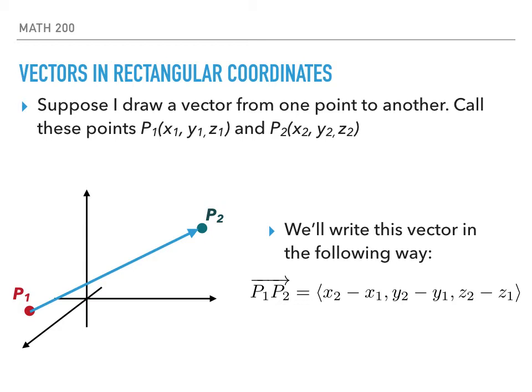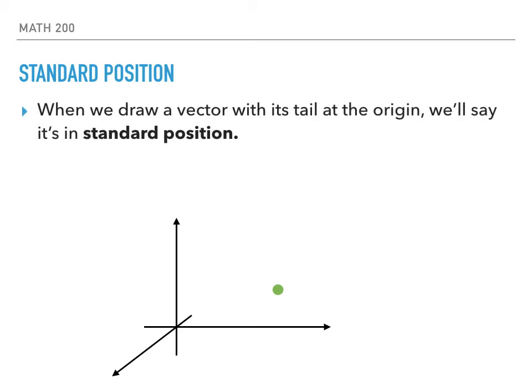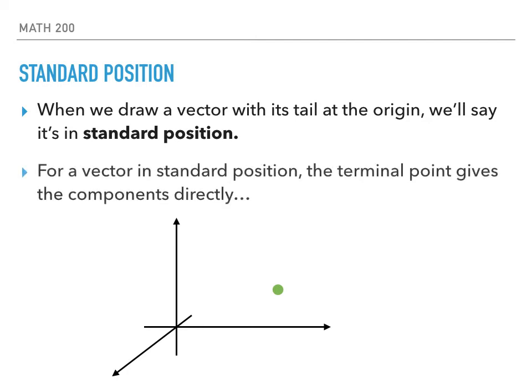Notice that I've used these angle brackets instead of parentheses. That's because I have to distinguish between points and vectors. Okay, so please make sure that you use angle brackets when you're talking about vectors, parentheses when you're talking about points. Standard position is when a vector has its tail, its starting point, at the origin. So the terminal point and the components of the point that it points to are the same. So the components match.